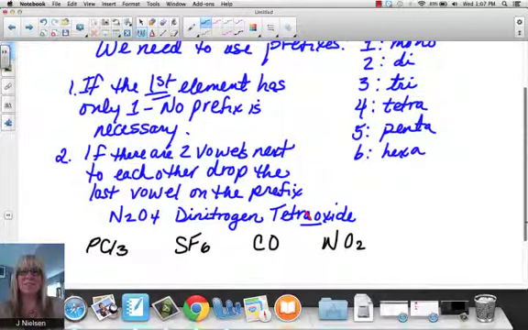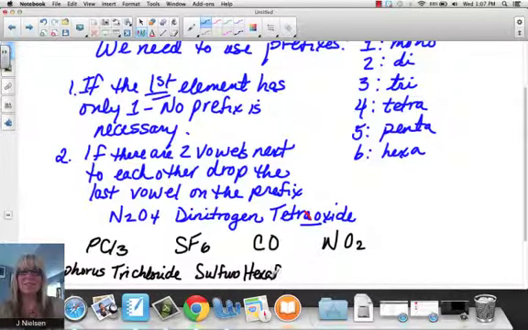Okay, here's 4 examples. So we have 1 P, so we don't need a prefix, so we're just going to write phosphorus. And we have 3 chlorines, so 3 is tri, and this would be chloride. SF6, S, we have 1, so it's going to be sulfur. And 6 is hexa, and that would be fluoride.